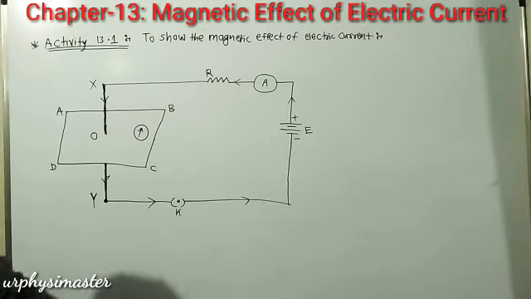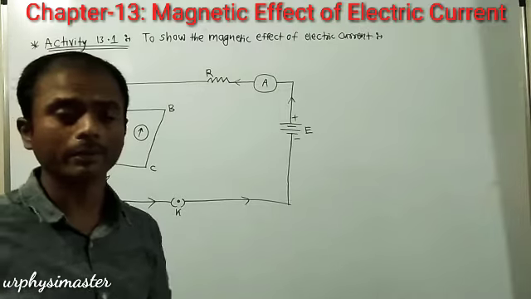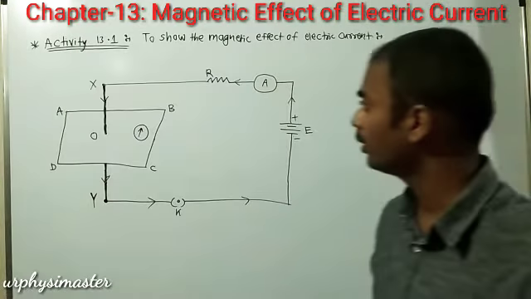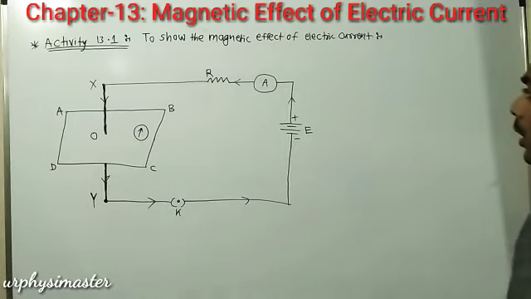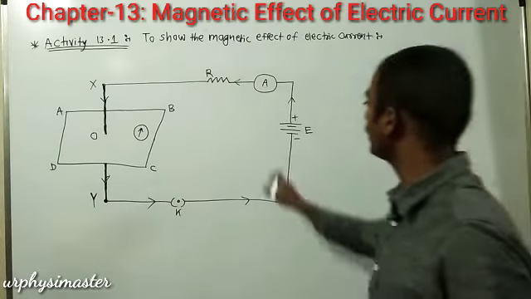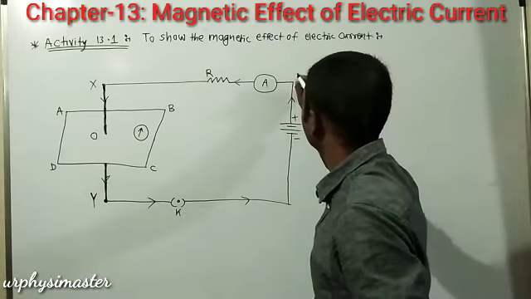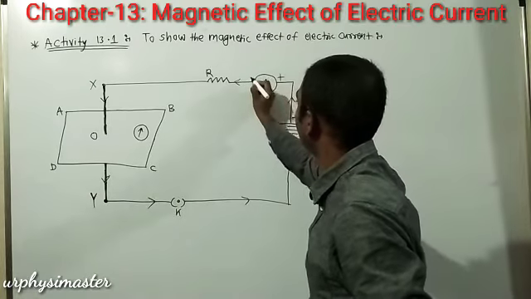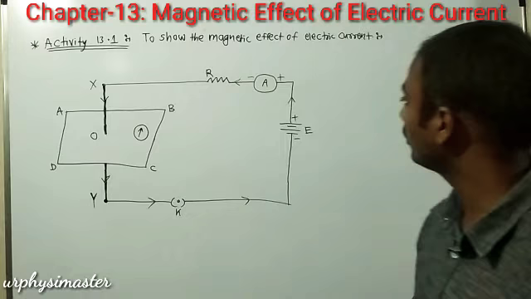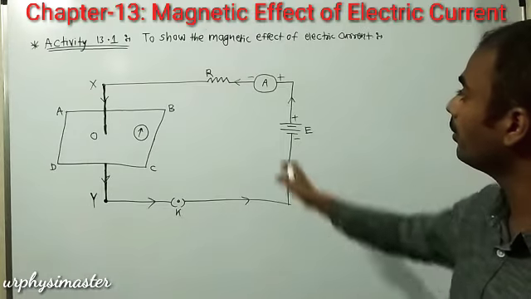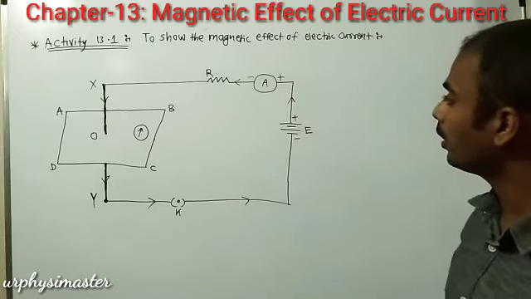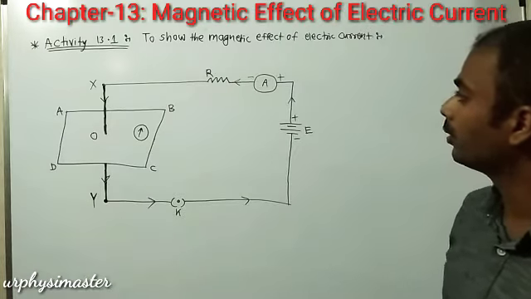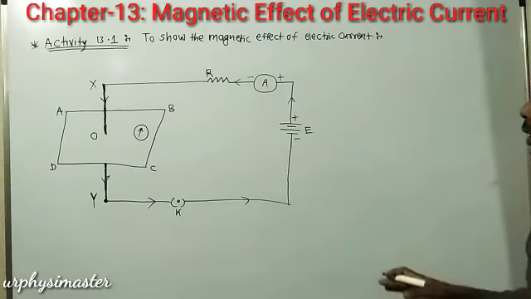Now what we will do, so this is the activity. Are you understanding what we have done? Here, the ammeter has a positive and a negative terminal. Ammeter, what is the function of the ammeter? It is used to measure the current flowing through the circuit. So this is the activity.